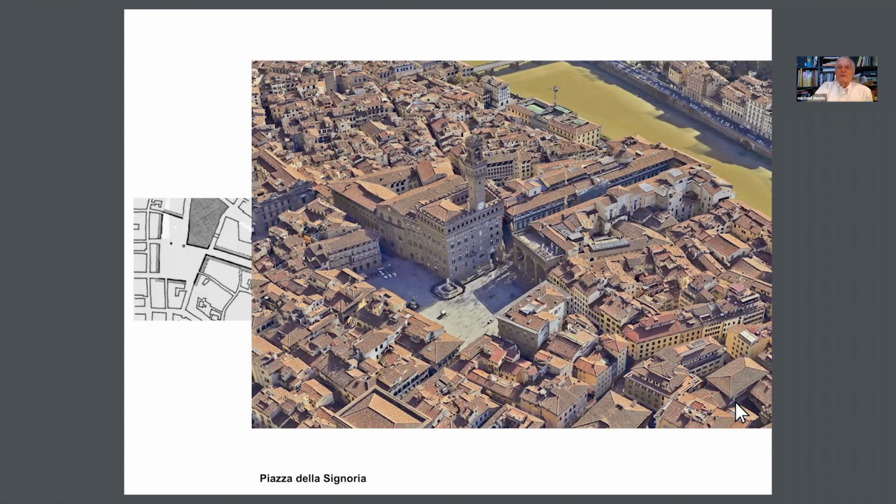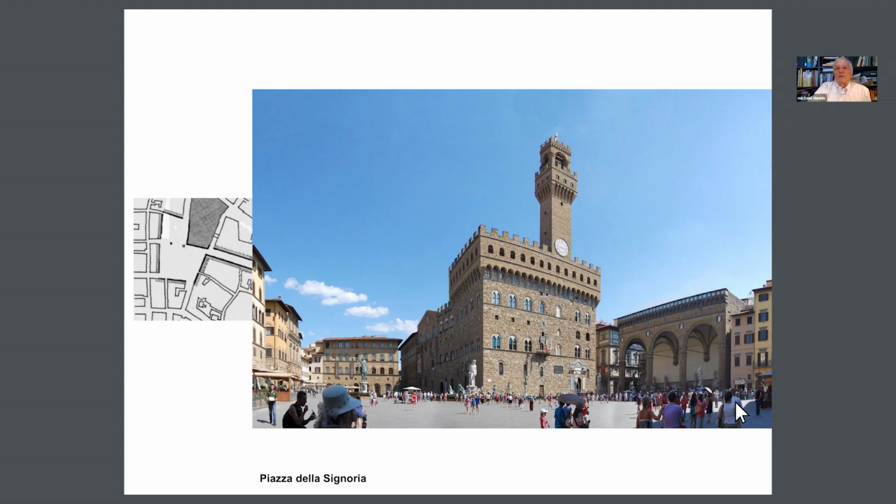This is the Piazza Signoria that we saw earlier, with the Palazzo Vecchio here, kind of a domineering sort of building. And then it's tucked into the fabric. You almost can't tell where it begins and ends on the other sides. And there you see it from the ground level.